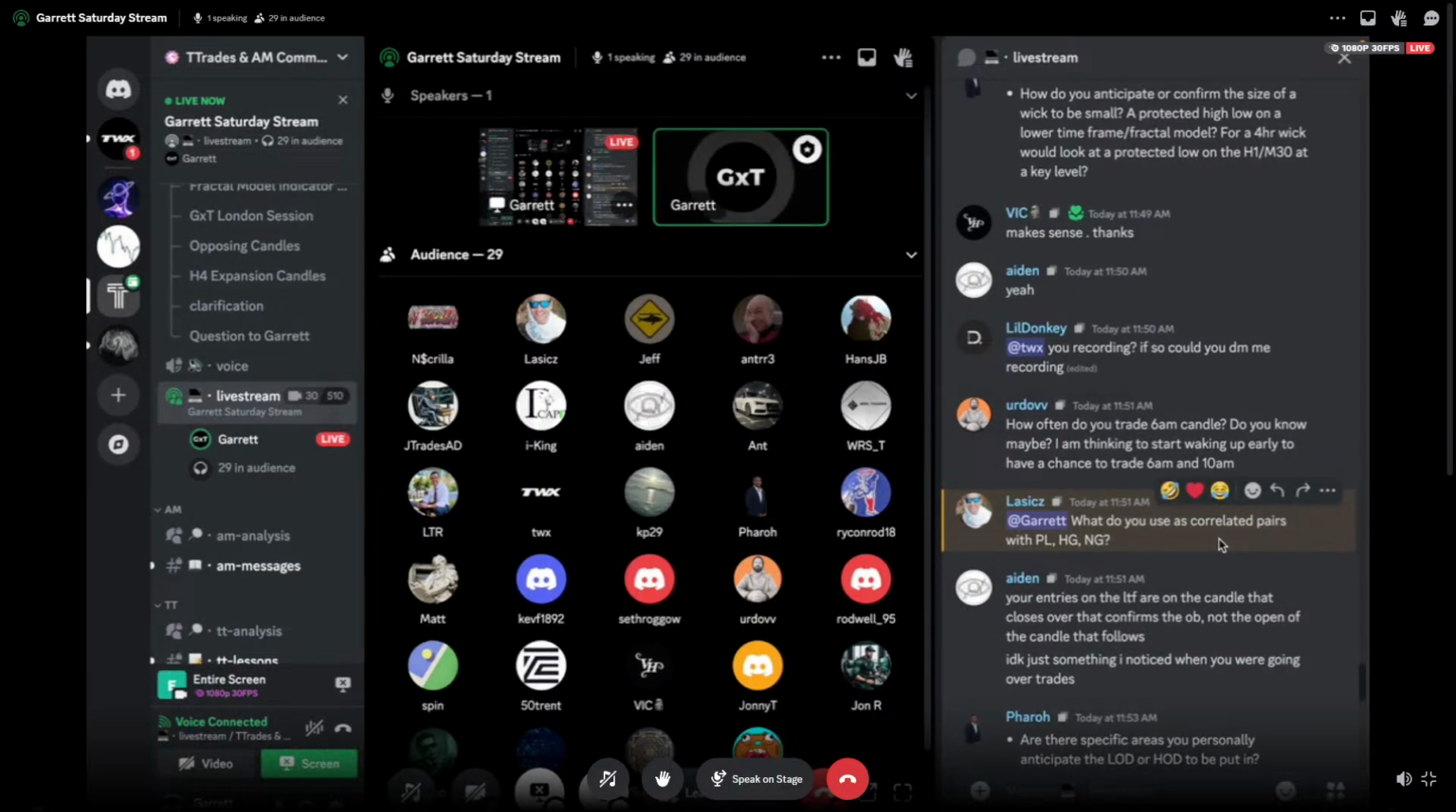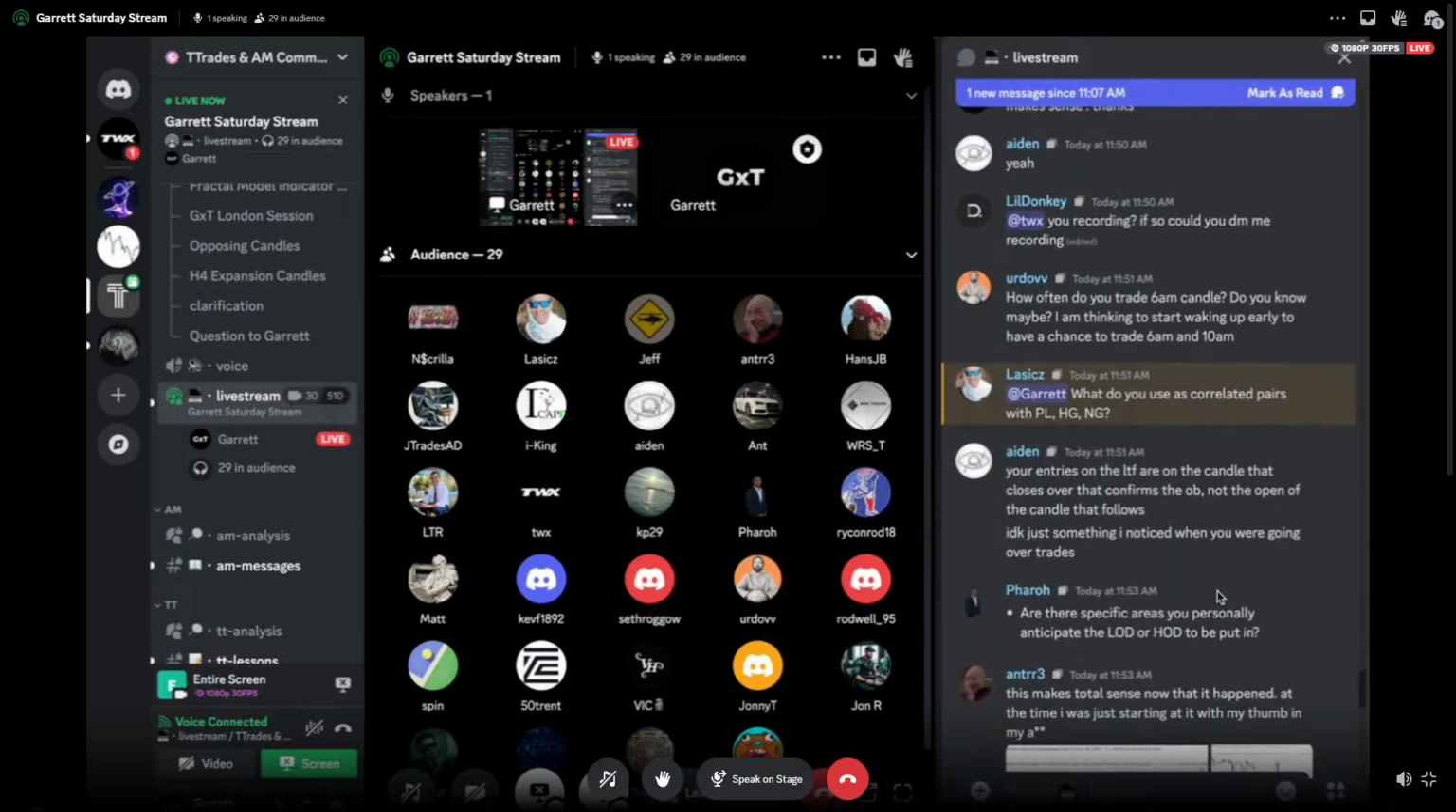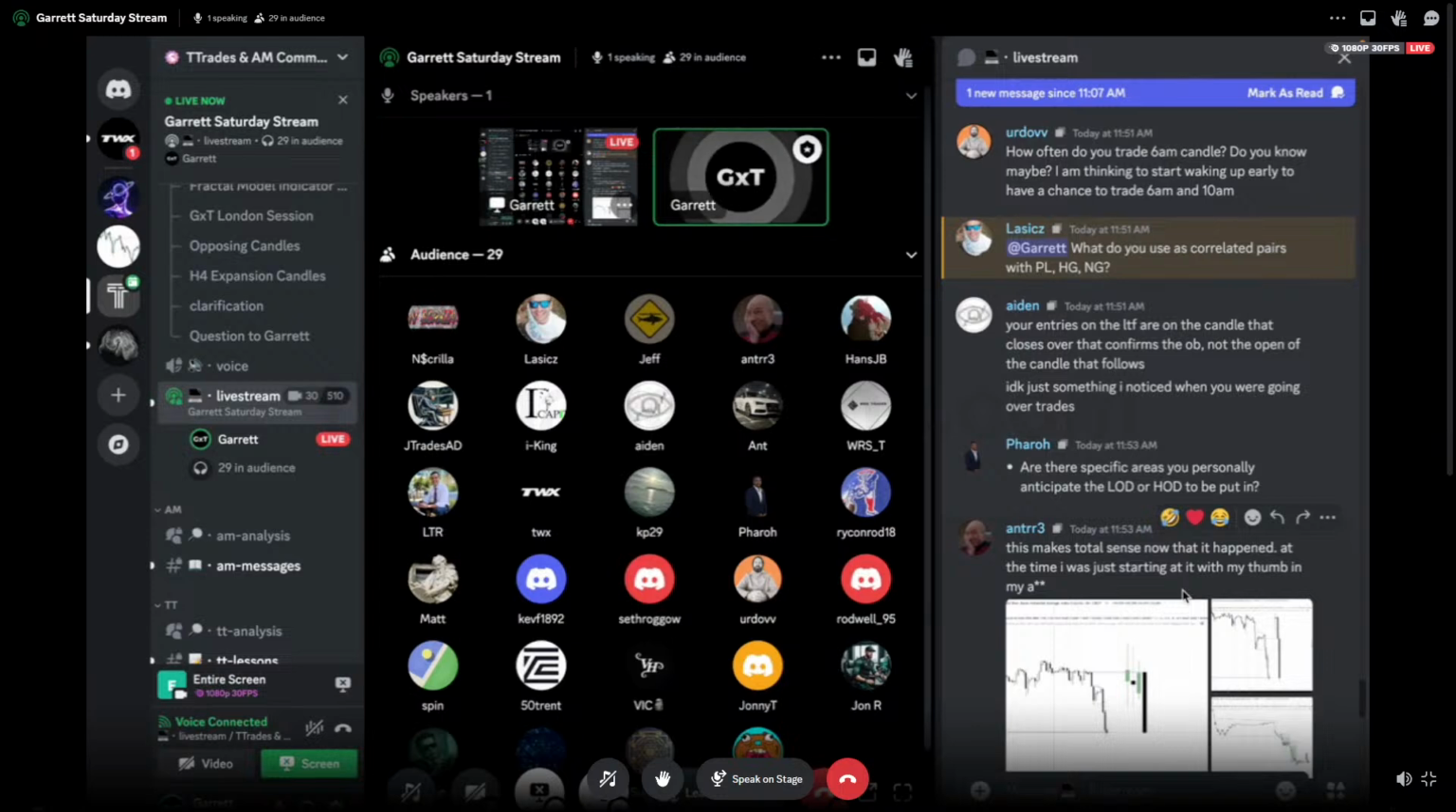Where are we at? What do you use as correlated pairs? Oh, with these three pairs, there is none. I don't think there is any. I barely trade these pairs. It has to be super clean. Your entries on lower time frame, I already went over that.